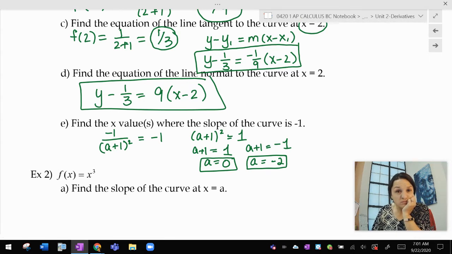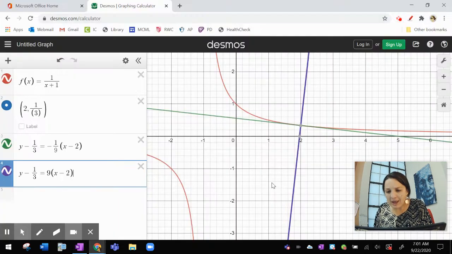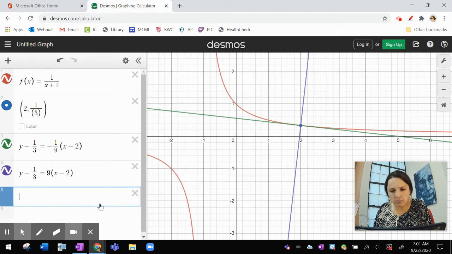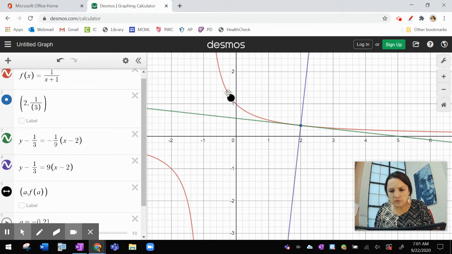There you go. And if you're curious about, well, how could I prove that? I could go back to my favorite place. If Desmos was a place, I would live there. So I'm going to go to a equals 0 and see if my slope really is negative 1. So I'm going to make a point here, and I'm going to make that point (a, f of a). Oops. And I'm going to add a slider for a, and here's that point. So it's right here. Cool.